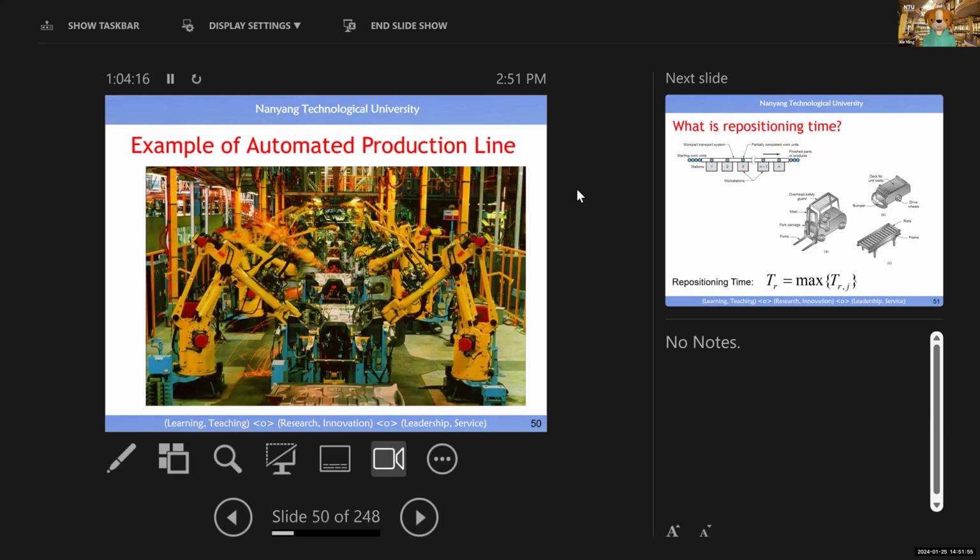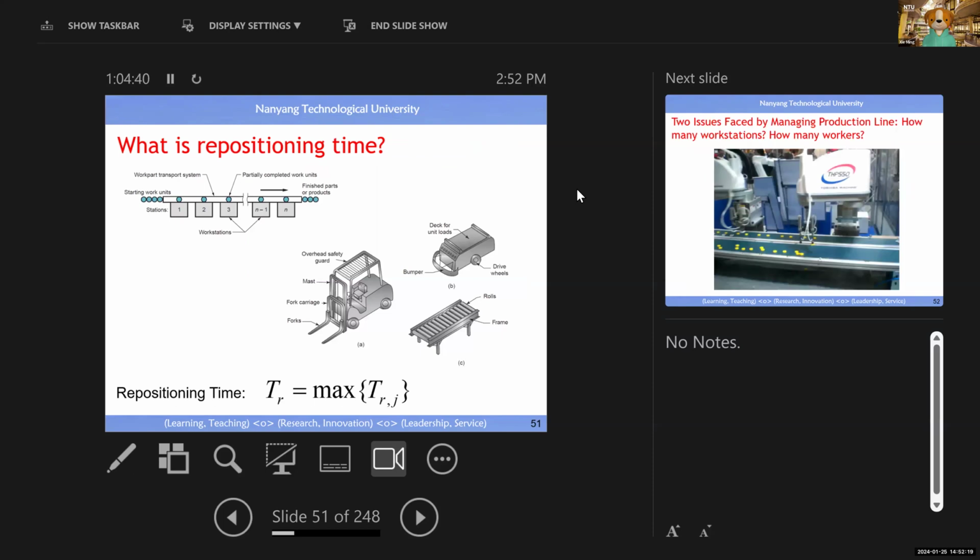But here you see all these robots look like the same. But eventually, some robot comes from company A, this robot comes from company B. There is a slight difference, right? So then we always use the worst case scenario to measure the service time of the workstation, something like that. Okay.